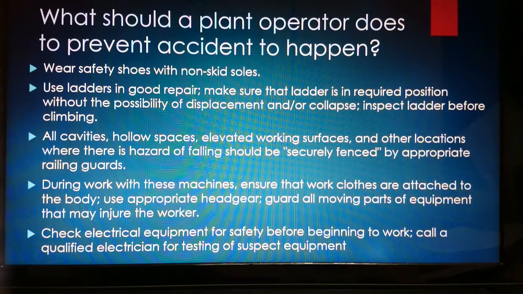The places with high potential of accidents or falls should be securely fenced by appropriate railing guards. Other than that, it is also essential for the operator to wear clothes that fit close to the body. Other recommended accessories are headgear, and also installing guards on all moving parts of the equipment that may likely cause injury to the plant operator.